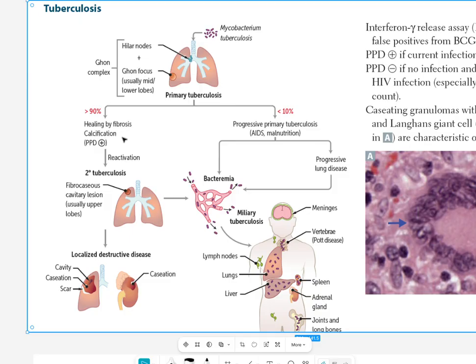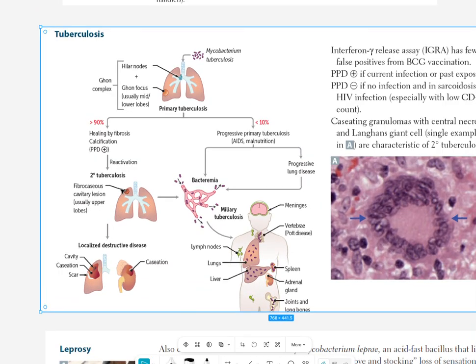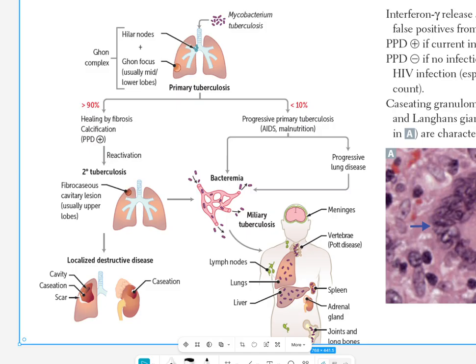But in patients who do get healed by fibrosis and calcification, years later, due to HIV, steroids, diabetes, malnutrition, or old age, if the TB reactivates itself, it typically affects the upper lobes, right? So you can see it's affecting the upper lobes here. Why the upper lobes? Because TB loves oxygen, and the upper lobes of your lungs have the highest oxygen tension. It produces caseous necrosis in the cavity. It becomes a cavitary lesion, and the result is basically this fibrocaseous cavitary lesion, as you can see here. So this is that fibrocaseous cavitary lesion in the upper lobe.